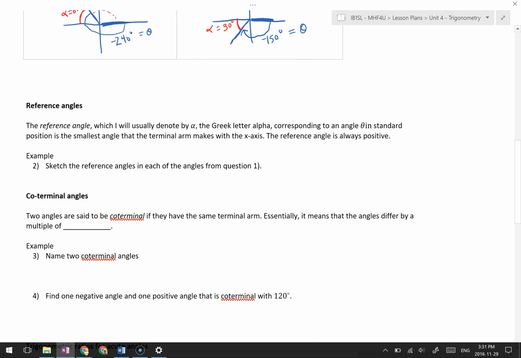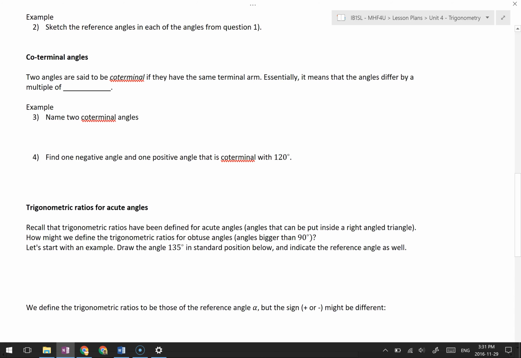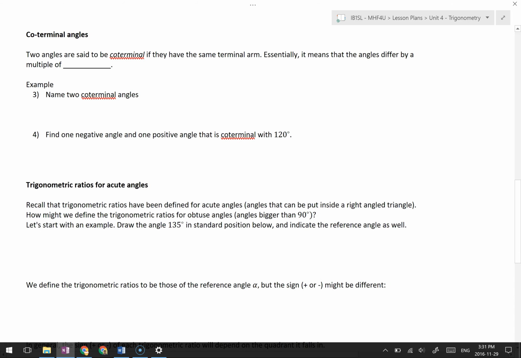The next concept that's important to know in terms of angles and standard position is something called a coterminal angle. Now, two angles are said to be coterminal if they share the same terminal arm. Co kind of means share. Essentially, this means the angles differ by a multiple of 360 degrees. So, for instance, name two coterminal angles.